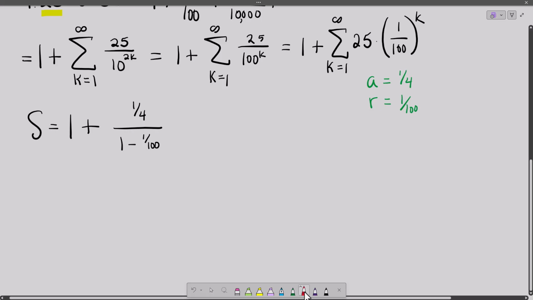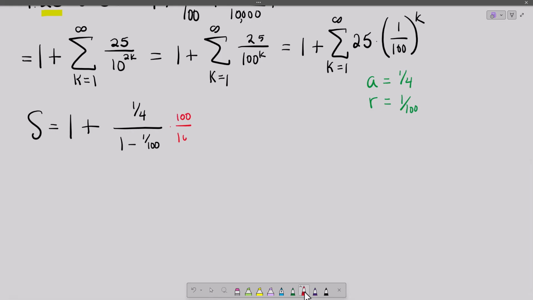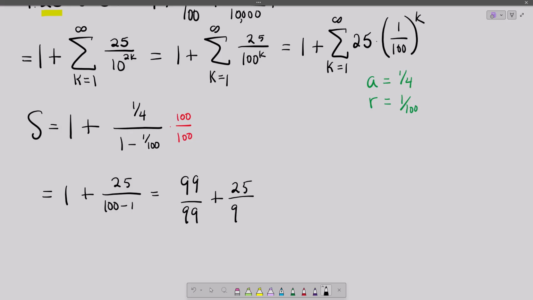Multiply top and bottom by 100 would be the easiest way to clear out the fractions, or at least a way to clear out the fractions. So then we're going to have 25 in the top, and then we're going to have 100 minus 1 in the bottom. So we're going to have 1 plus 25 over 99. So we're going to write the 1 as 99 over 99. 124 over 99. So this will be the sum of our geometric series.